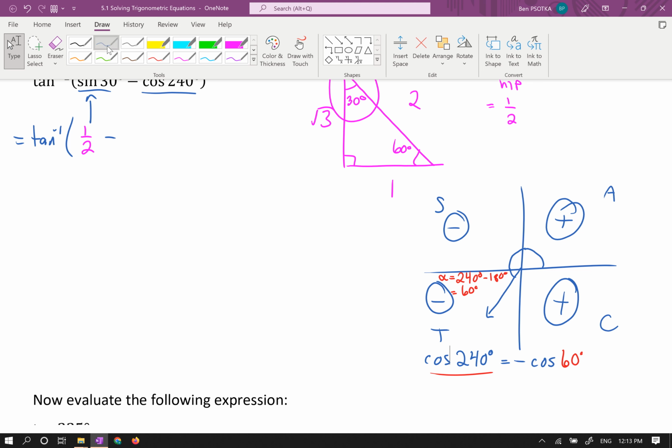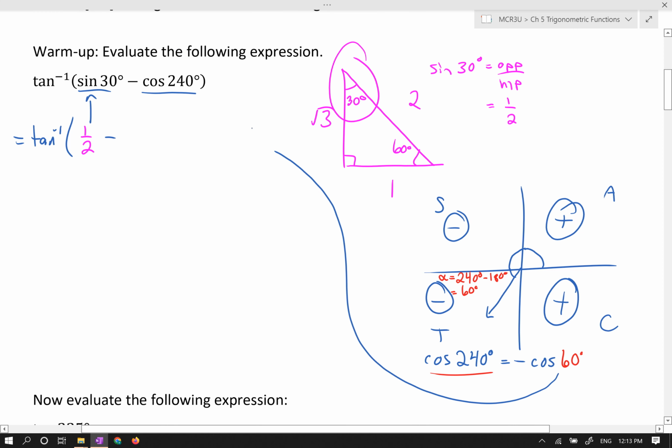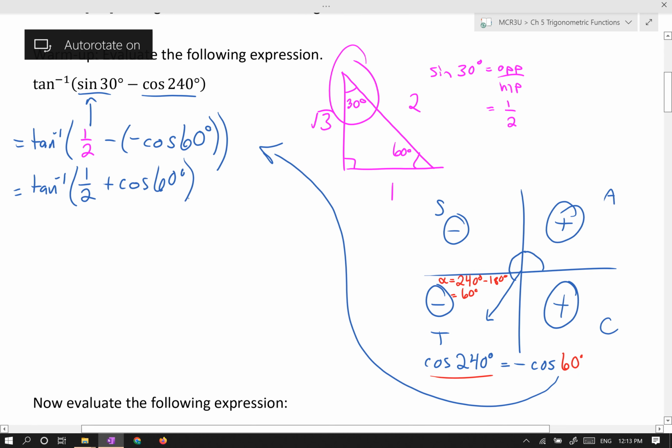Well, let's input that information way up here. I'm working with negative the cosine of 60 degrees. And then I can simplify that a little bit further. That is the inverse tangent of 1 over 2 minus, really it's plus, the cosine of 60 degrees. How can I evaluate the cosine of 60 degrees? I know how to do that.